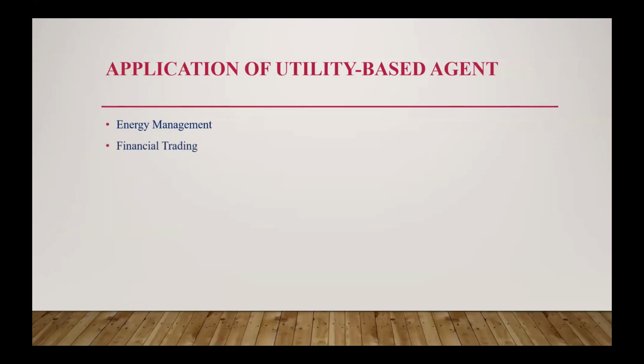Second one is financial trading. An automated trading system employs a utility based agent to optimize investment decisions. The AI evaluates the market data, economic indicators and risk factors to maximize the returns while managing the risks. It might balance the potential gain against the volatility and liquidity. So this is the application for trading in finance.